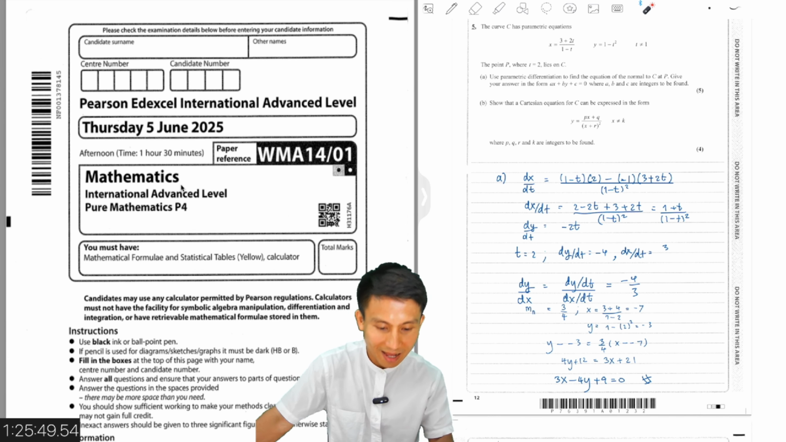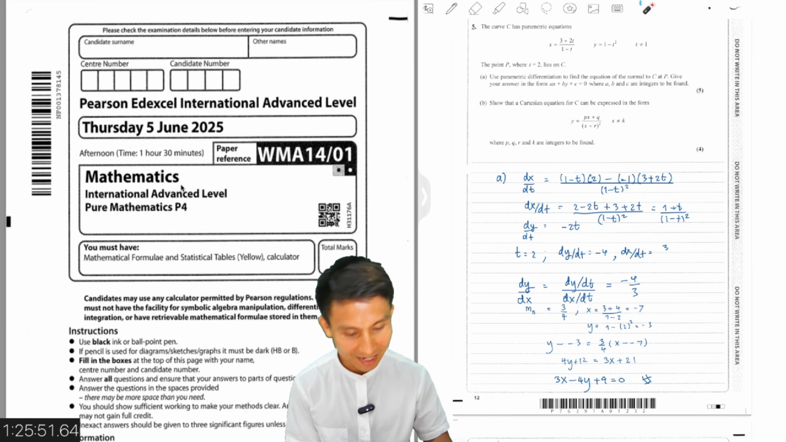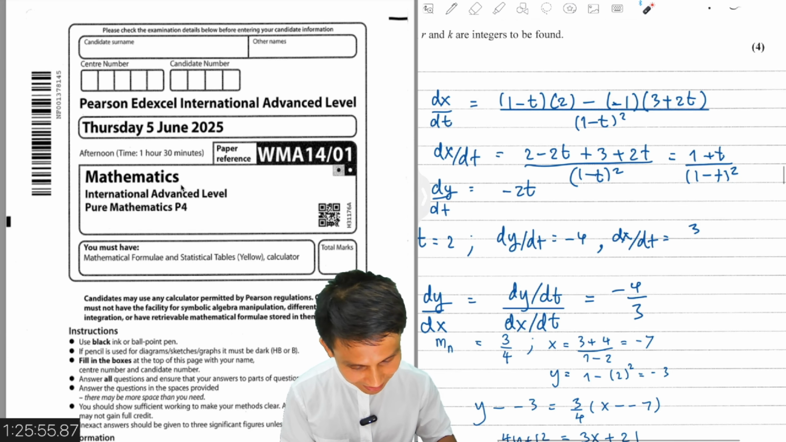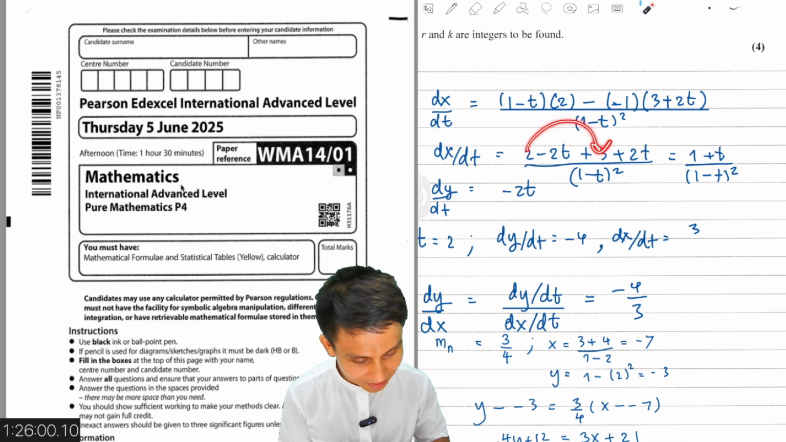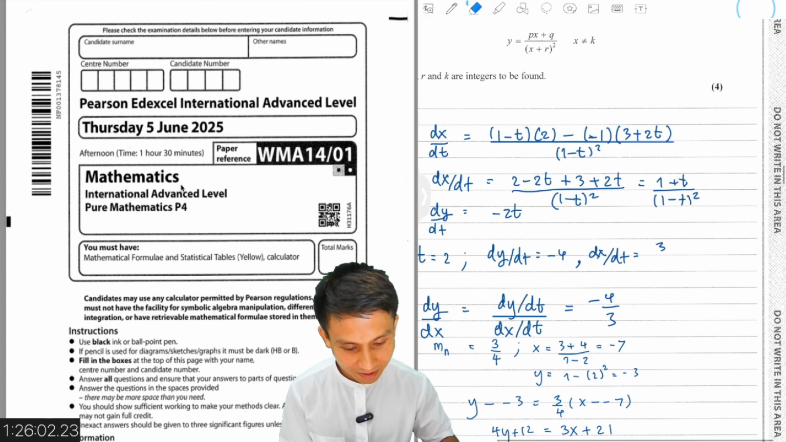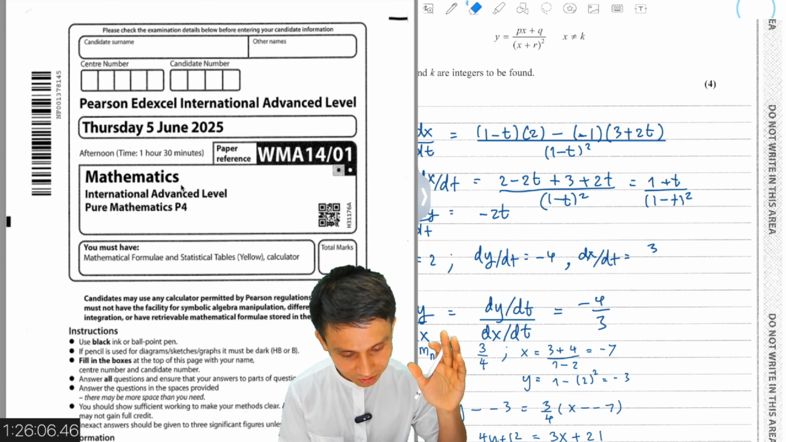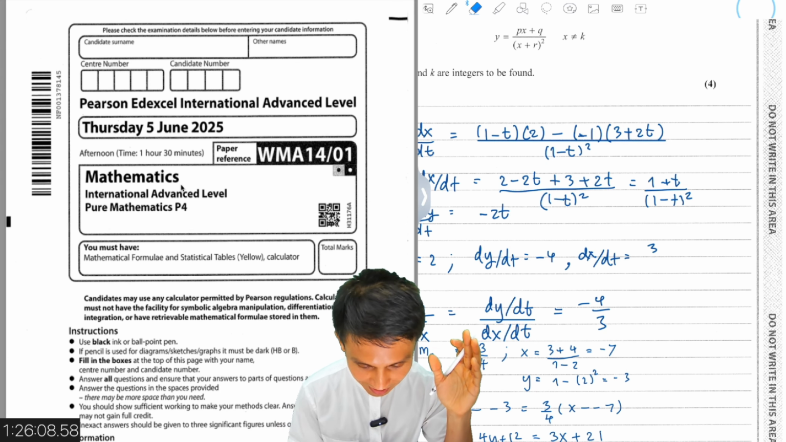Wait. I see my mistake. I need to fix this fast, guys. This is t goes away, but this is 2 plus 3. It's 5. At least I spotted it. I have time, but I'm just going to make sure here that that is a mistake.